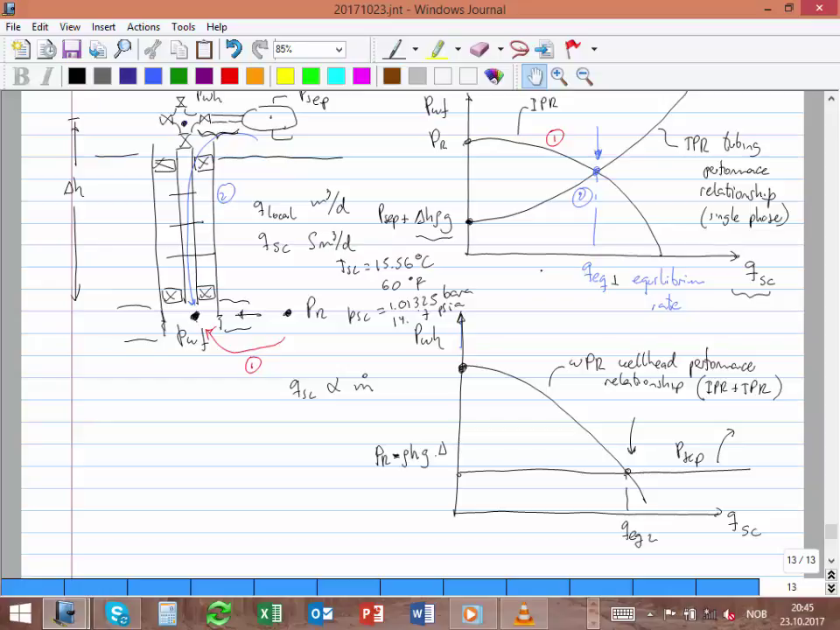What if I want to produce, for some reason, let's say if I start producing at too high a rate, I will get sand production, sand will start to come loose from the formation due to the high speed. What happens if I want to restrict that rate, if I want to reduce it? What do I have to do?